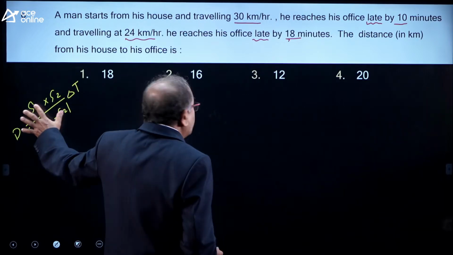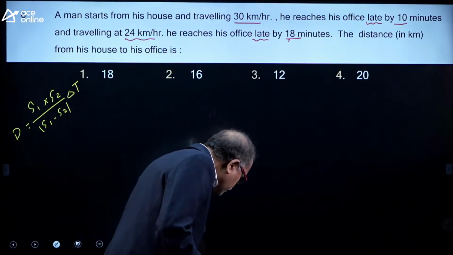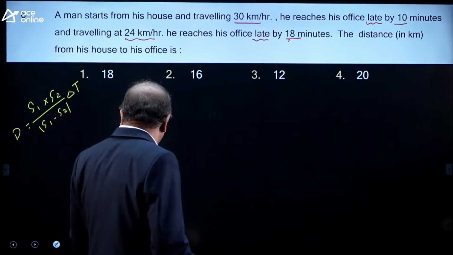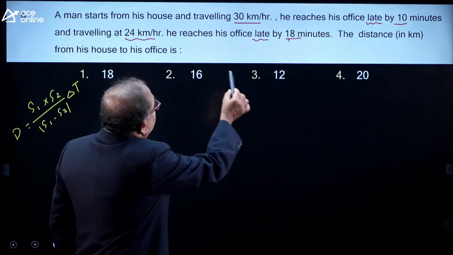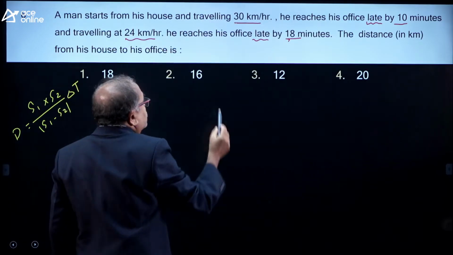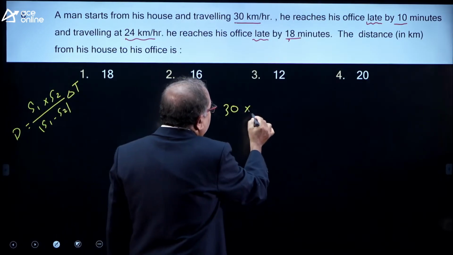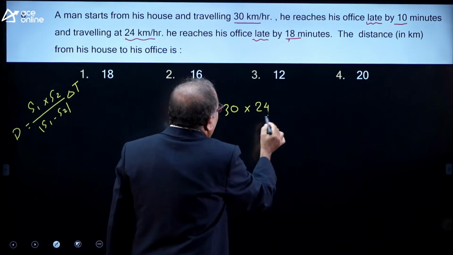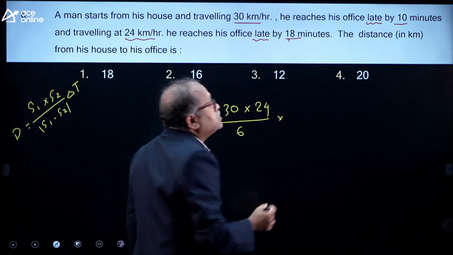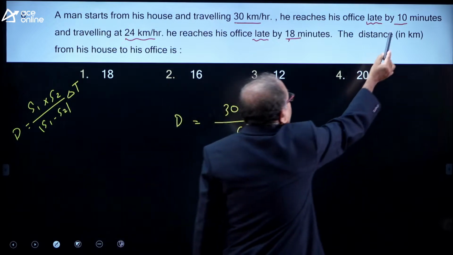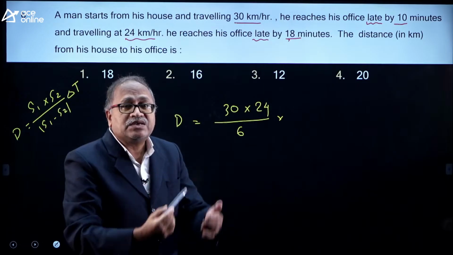I am going to apply this formula, my dear friend, and you are expected to know this. So, let me see whether 16 is the correct answer, Mr. Naidu. Well done, my dear friend. So, here what is speed 1 and speed 2? 30 and 24. So, the distance is equal to 30 into 24 divided by the difference between 30 and 24, which is 6, into the difference of time. In this case, he is 10 minutes late, and here it is 18 minutes late. The gap is 8 minutes.